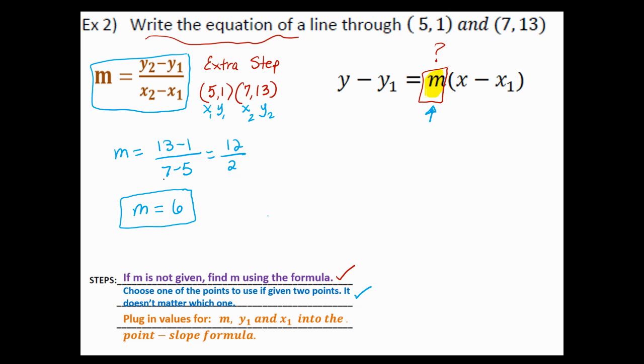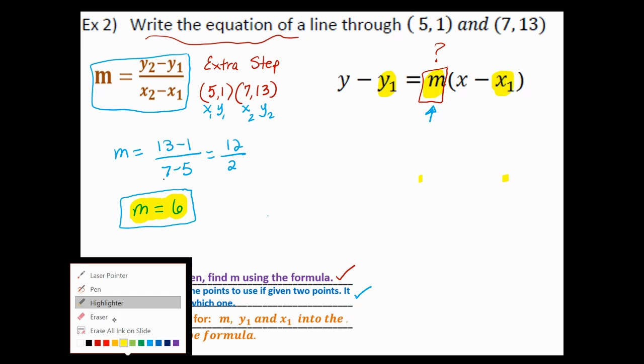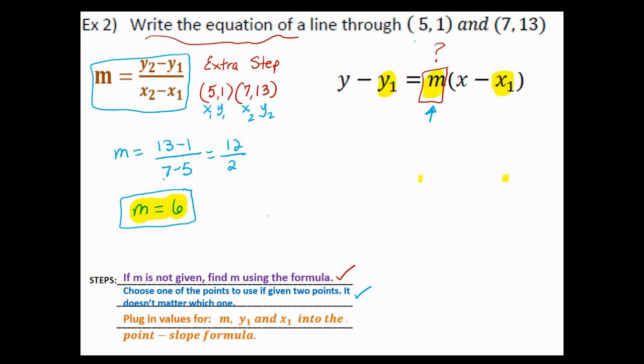Okay, so we just found m. We're going to plug this number in for m, right? So now we need to plug in an x and a y. So we're given those in the problem right here. And I just labeled them right here as well, right? So 5, 1 and 7, 13. And we actually labeled these right up here. So most students just go ahead and choose to use this first point, and we're ready to go.